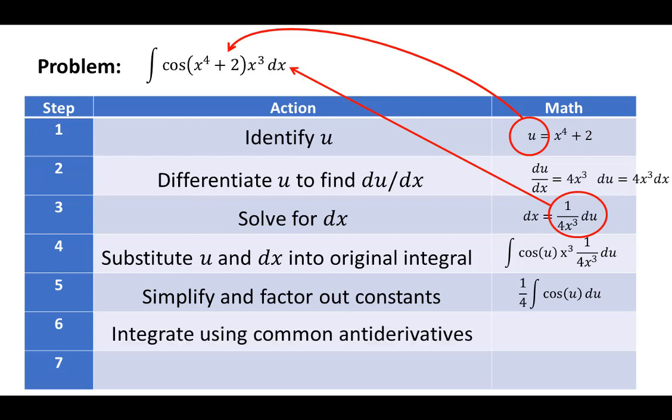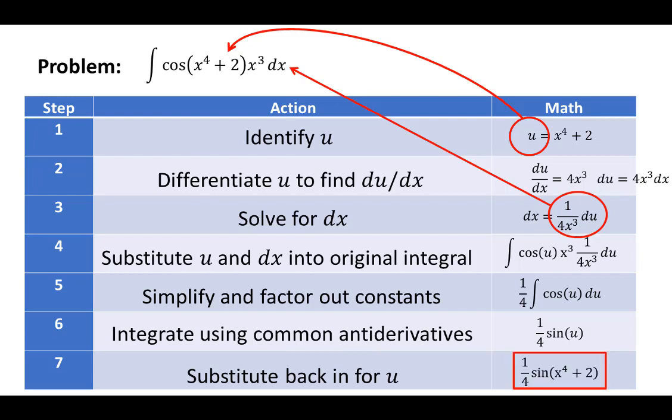So next step is simply to use our common antiderivative to integrate this. And of course, the integral of cosine of u is just going to be sine of u. And finally, last step, but not least, don't want to forget this, is to go ahead and substitute back in for u. So our final answer is 1/4 sine of x to the 4th plus 2, which, as you recall from the previous slide, was the answer that we showed worked according to the U substitution equality.